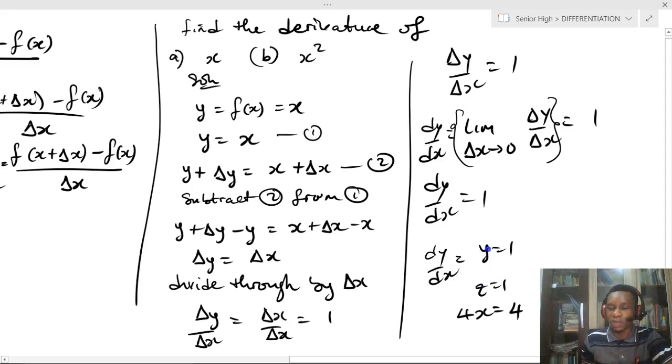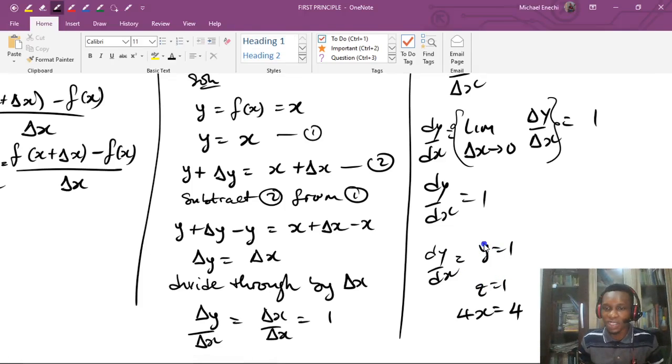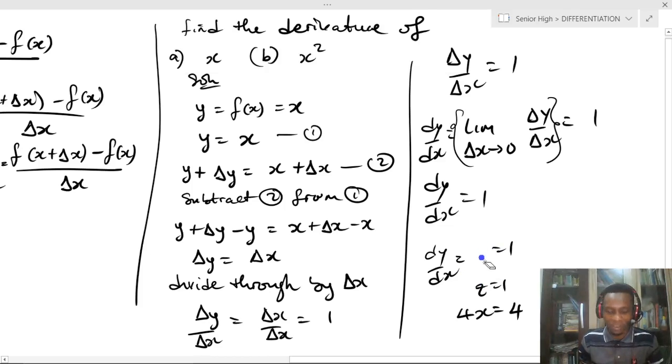But this part, sorry, I made a very big mistake. This particular one I called y is meant to still be with x. Since I'm working with dy/dx, this is dy/dx, so here also it will be x, since we're working with x for dy/dx.